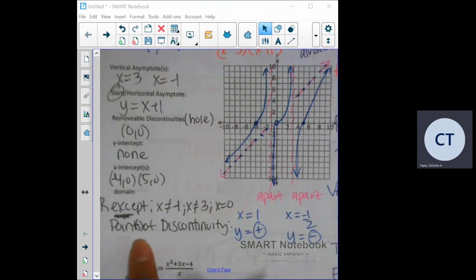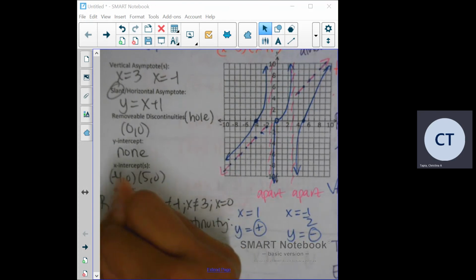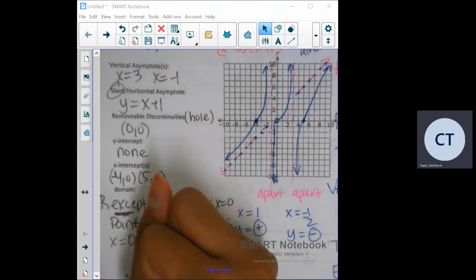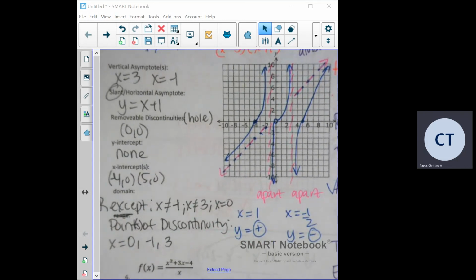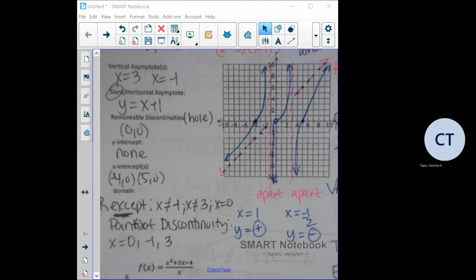It's going to include all of the holes that you have, all of the removable discontinuities, along with whatever's happening in your denominator. So your points of discontinuity would just be 0, -1, and 3. Those are the values where your graph will be undefined. Because remember, points of discontinuity is where your graph is undefined. Questions or concerns about this?